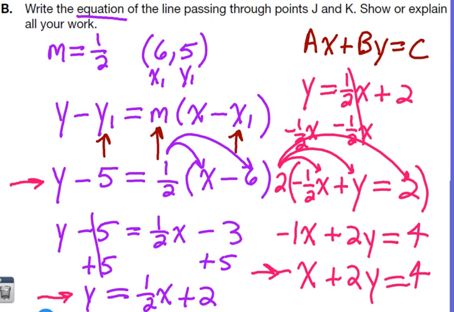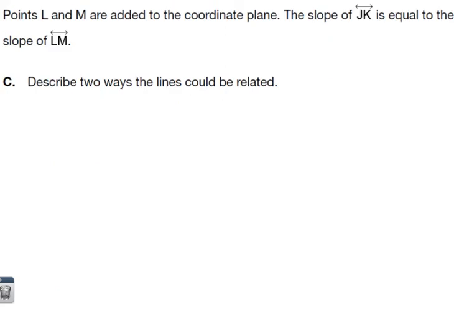Part C. Of course, I want you to think about this for a second, maybe pause it before finishing the video. Okay, so they talk about plotting another line using points L and M, but the big idea is that the slope of our original line is going to be equal to the slope of line LM, the line that contains point L and point M.